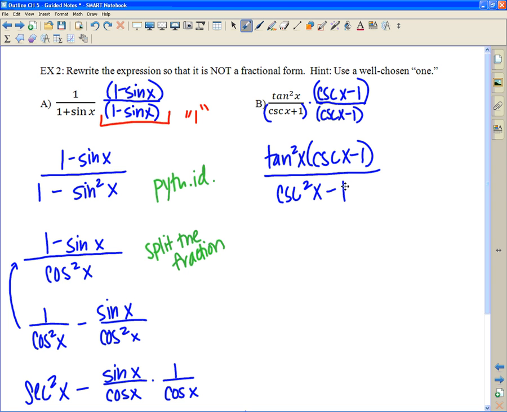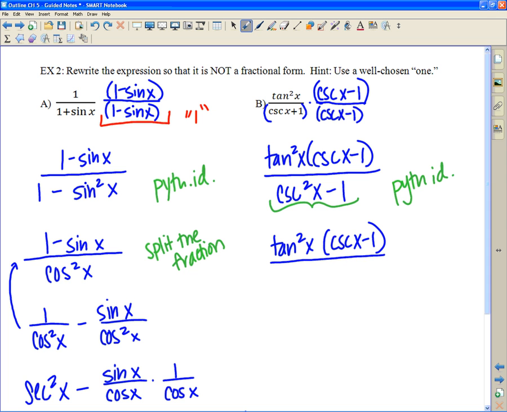Whenever you see ones and squareds, you look for a Pythagorean identity. In this case, cosecant squared x minus 1 should be able to be changed. I'm just browsing over my sheet. Yeah, cotangent squared. So tangent squared times cosecant of x minus 1 divided by cotangent squared.